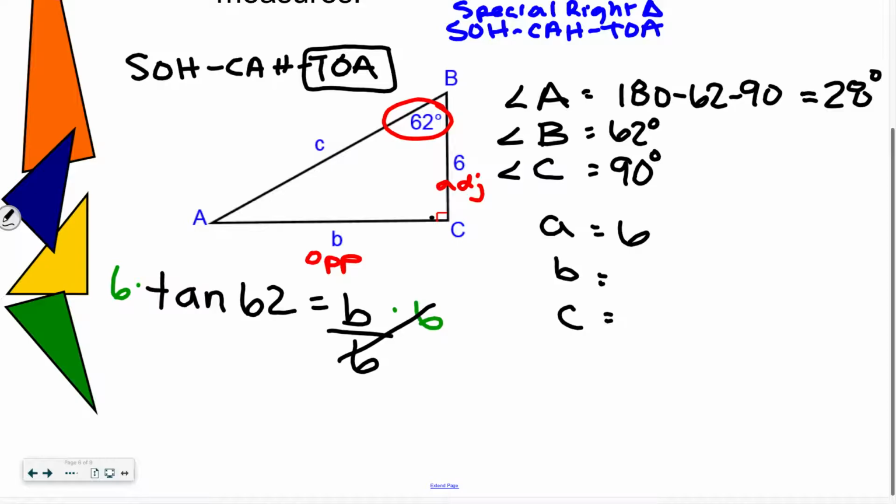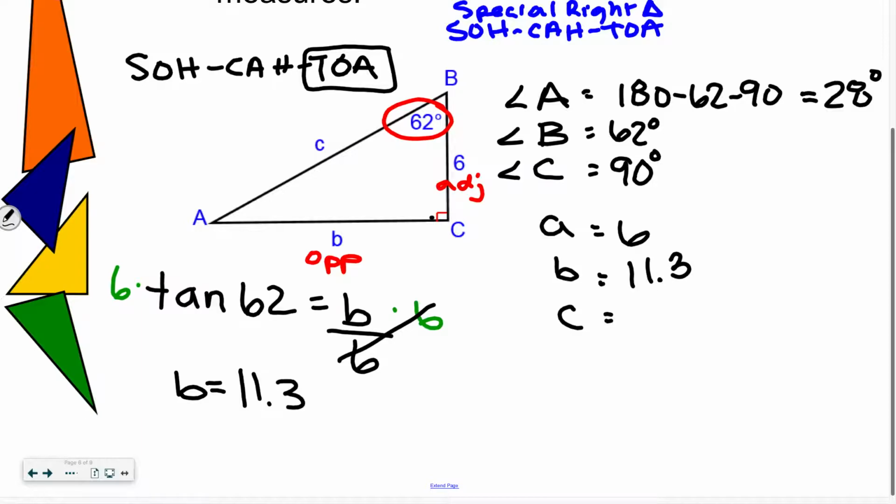Okay, so we get B equals 6 times tangent 62. Quinn, what did you say that was? It's 11.2842. Okay, on the side lengths, you can round to the nearest tenth. That's fine. When I ask you to do trig ratios in the calculator, like just sine of 50, that's when you go out to 4 decimal places. But if you're just evaluating here, the tenth is fine. Okay, so 11.3. Great.